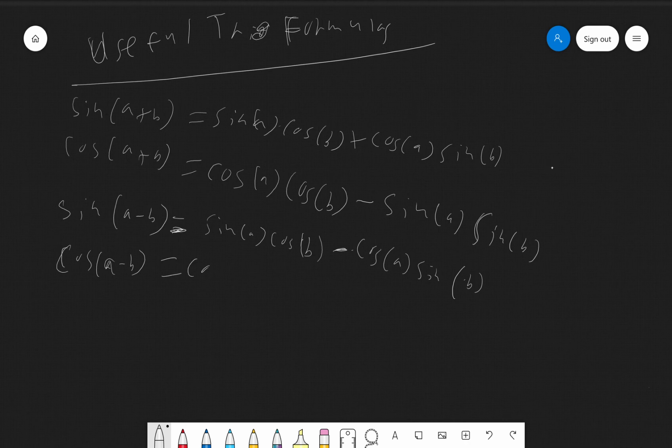Same strategy with cosine. So you have cosine of A times the cosine of negative B, but that's just cosine of B. That minus the sine of A times the sine of negative B. Sine of negative B is negative sine of B, so we can pull out the negative, and then negative minus becomes plus. So there you go. These are some of the formulas.